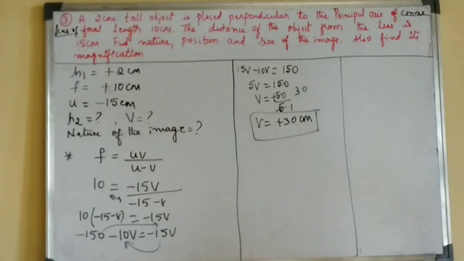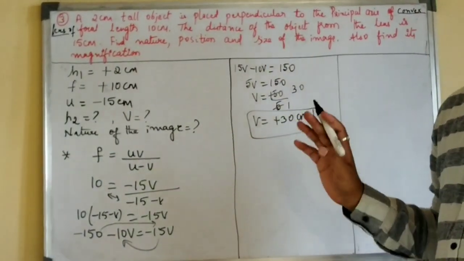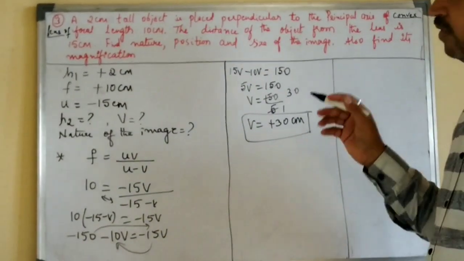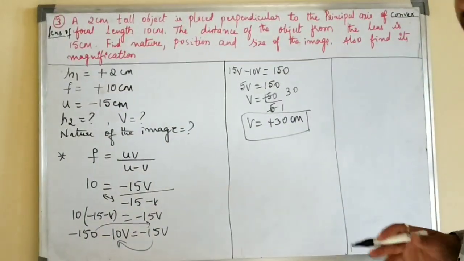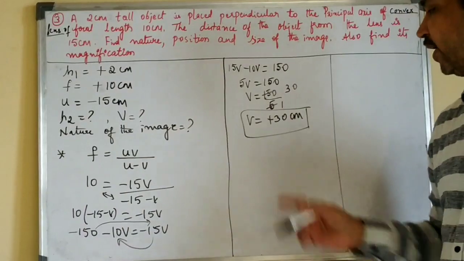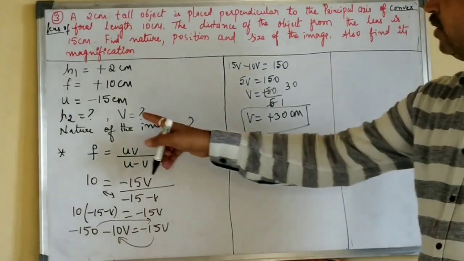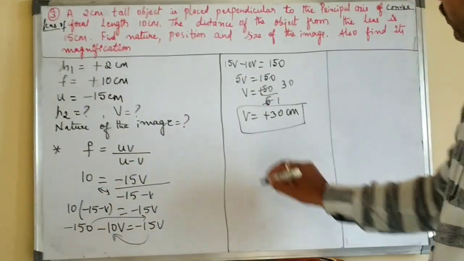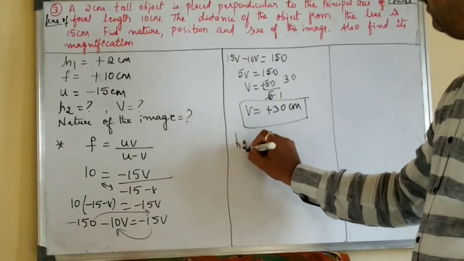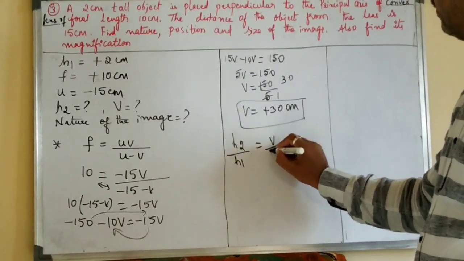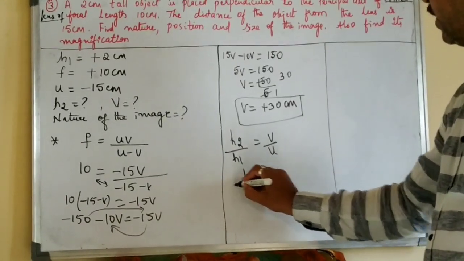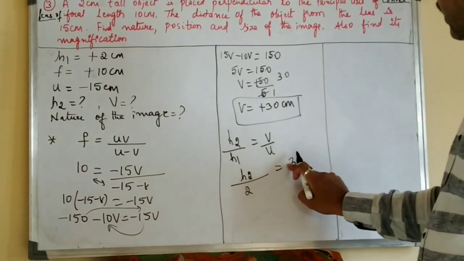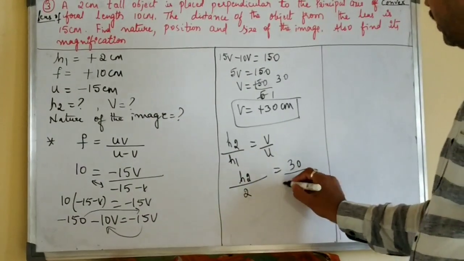So plus 30 centimeter indicates that the distance of the image which is formed is towards the right side of the lens. When you are taking the measurement along the incident ray direction, it comes positive. That is also an indication that you should get positive. Now you got the position of the image, that is image distance. Now you have to find h2, right? We have the ratio of the magnification. We know that h2 by h1 is equal to v by u. We know h1 is plus 2, so h2 divided by 2 is equal to v, 30, divided by u, minus 15.